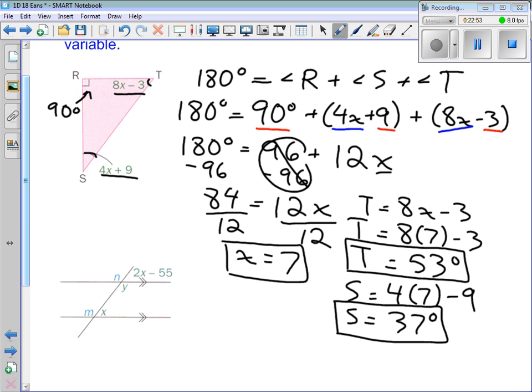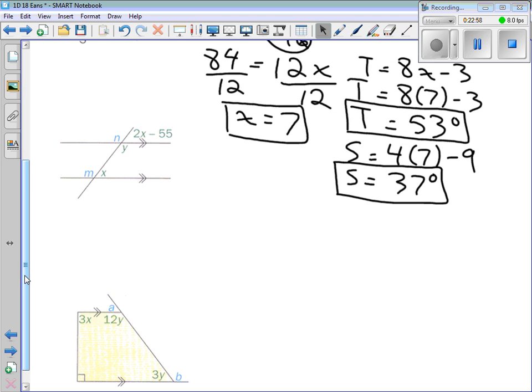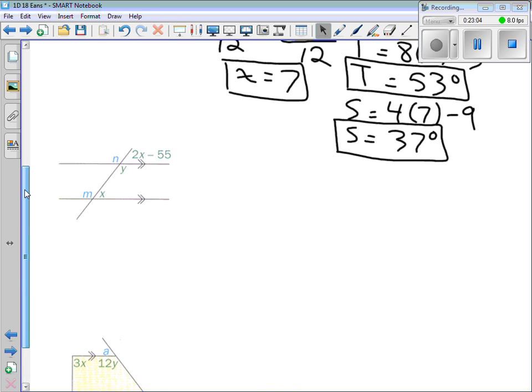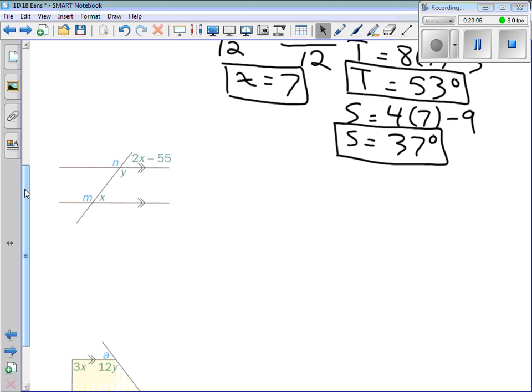Okay, great. So we got 2 more questions here. I think we'll just do one of them because you guys get the idea here. We'll do this one here involving the parallel lines. So we got 2 parallel lines cut with a transversal. We've got angles x, y, and m and n there. And we want to figure out what x is first, and then figure out what all the unknown angles are.